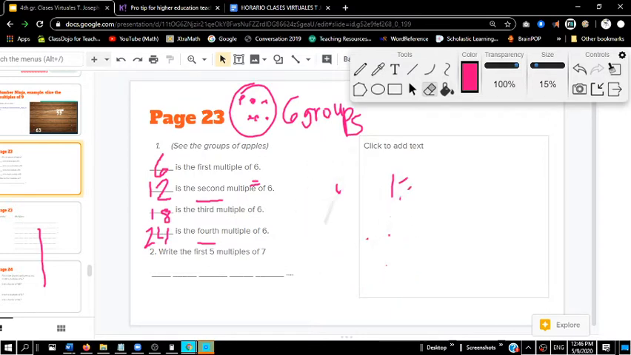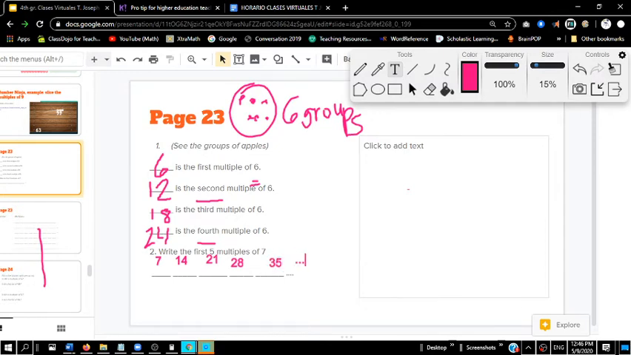Let's find those out. 7 times 1 is 7. 7 times 2 is 14. 7 times 3 is 21. 7 times 4 is 28. 7 times 5 is 35. Okay, and we could continue if we wanted to.